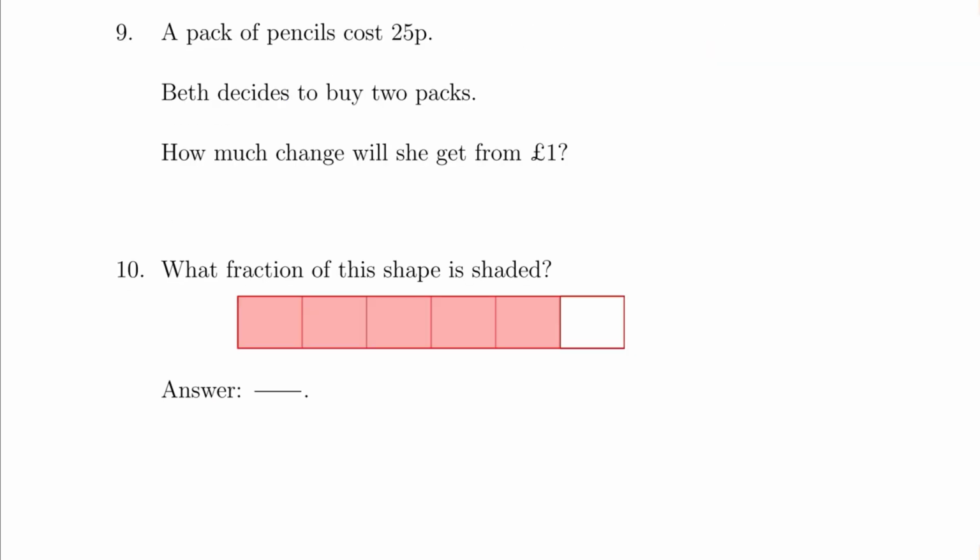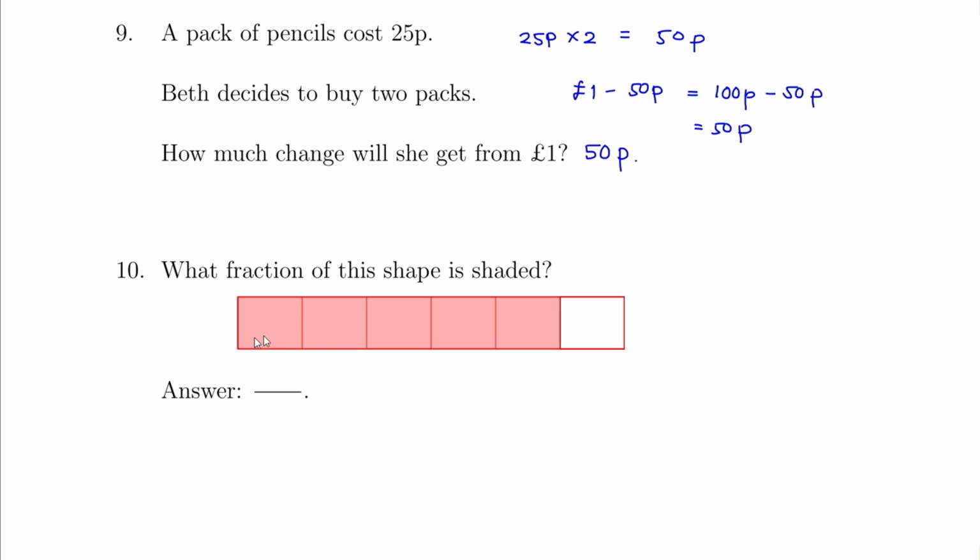Next question from this test. A pack of pencils costs 25p. Beth decides to buy 2 packs. How much change will she get from £1? Now, if the price is 25p, and she buys 2 packs, you times it by 2 and you'll get 50p. And then she pays with £1, so £1 take away 50p. You know that £1 is actually 100p, so 100p take away 50p and you get 50p. That's the answer. There's no answer field here, so let's just write it here.